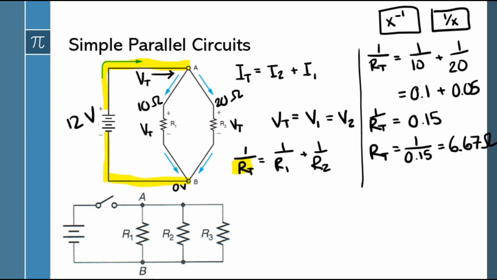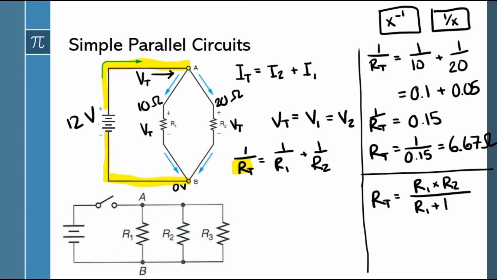Now, if you have a 2-branch and only a 2-branch parallel circuit, you can cheat. Total resistance is equal to R1 times R2 divided by R1 plus R2. So looking at what they're telling me there, R1 times R2 would be 10 times 20, which equals 200. And R1 plus R2 would be 10 plus 20, which equals 30. And you basically are going to get exactly the same answer. So this only works for 2 branches, but it's a pretty sweet cheat.